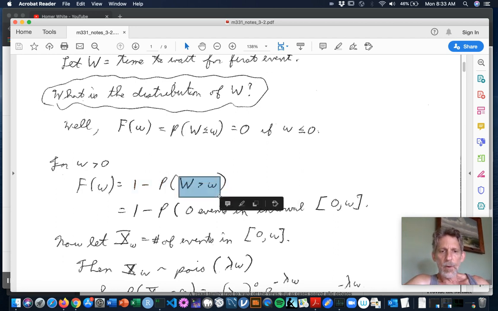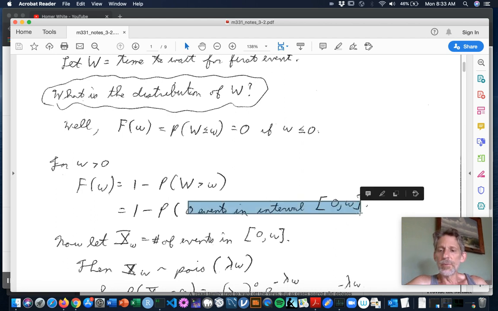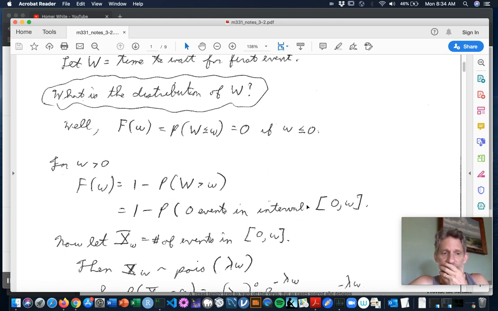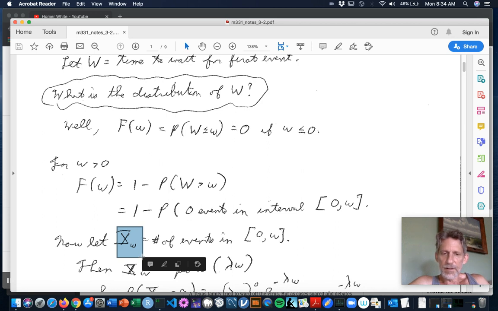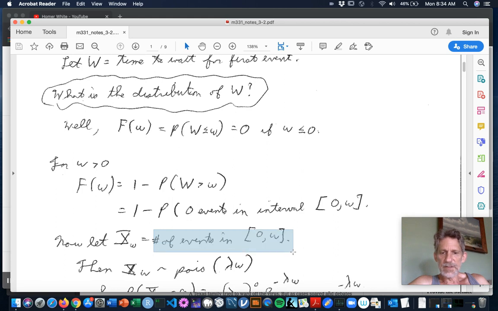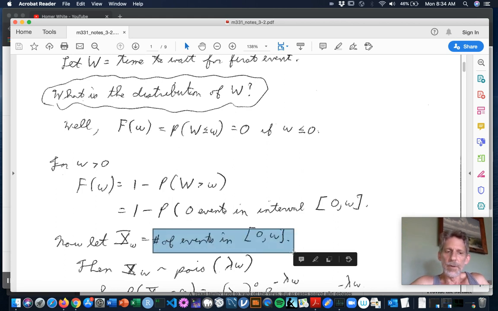But let's think about that event. That event is the same as the event that there are going to be 0 events in the time interval from 0 to w in that Poisson process. And this is going to be an easier probability to think about. Let me define this random variable x sub little w. It's going to be the number of events in that time interval from 0 to w.